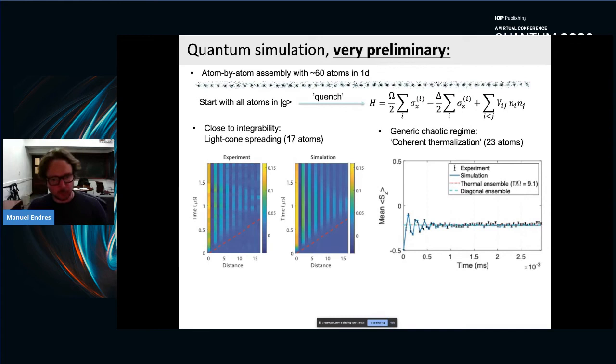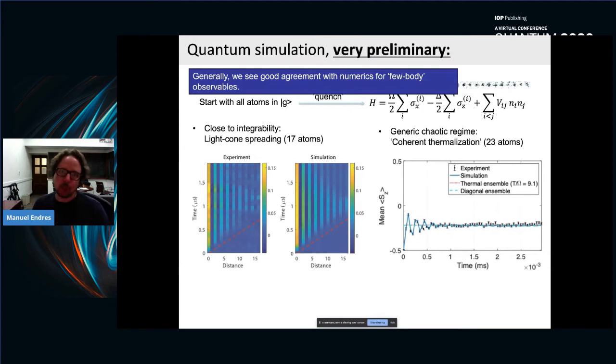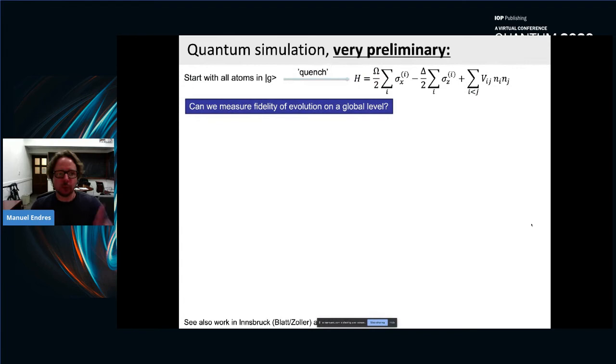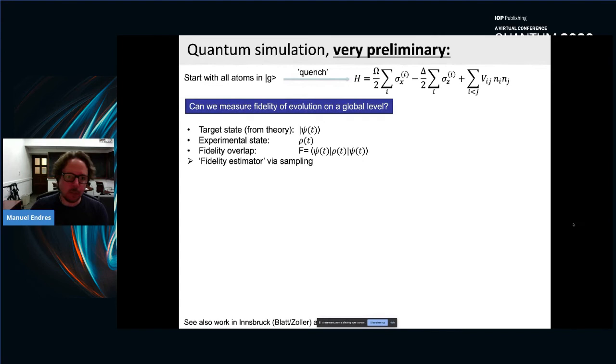What I want to mention here, as a take-home message, is that we see good agreement with numerics for few body observables. And when I say numerics here, I mean exact diagonalization. So we just basically use that Hamiltonian and do the numerics without taking into account error sources. So these are all predictions for purely coherent dynamics. However, what's really interesting in the context of many of these things is to ask, what is the fidelity of this on a global level? And what do I mean with that? I mean the following. So we do this quench, where we evolve the quantum system with this Hamiltonian. And in theory, you would expect a certain target state psi. In experiment, you have a state rho that is mixed from decoherence. And what you're interested in is, on a global level, the fidelity overlap, psi, rho, psi. So how well am I doing in basically generating a state psi that I try to target from theory?